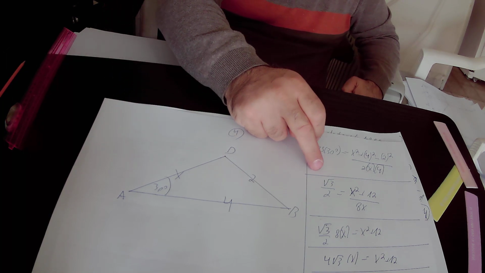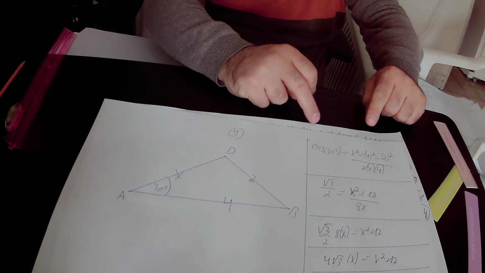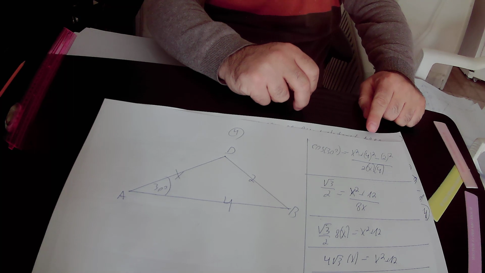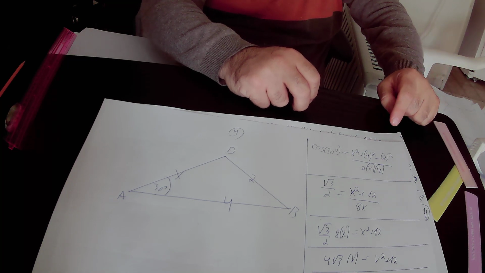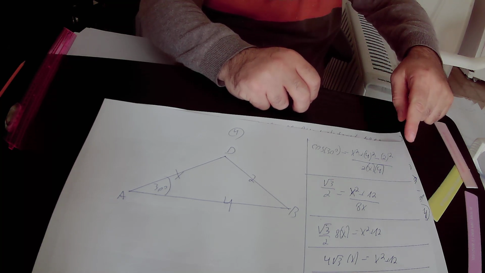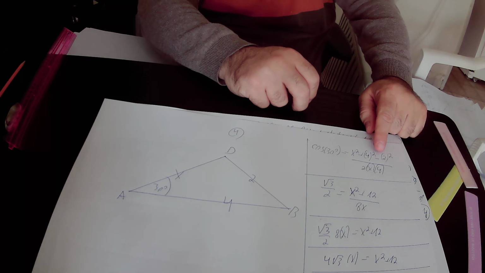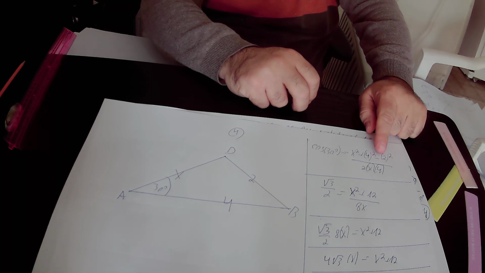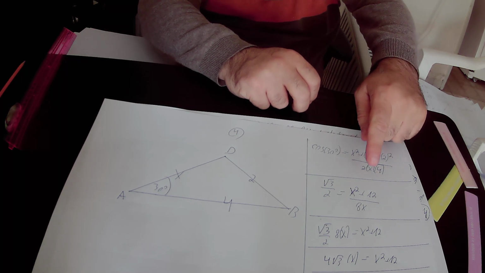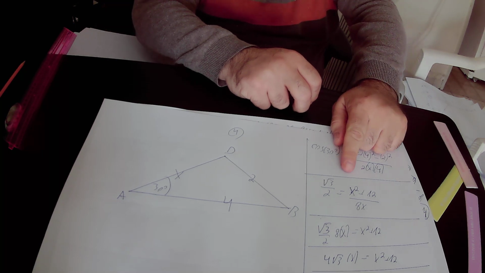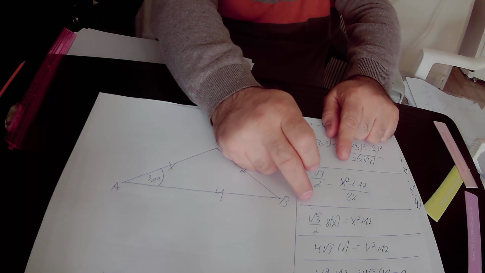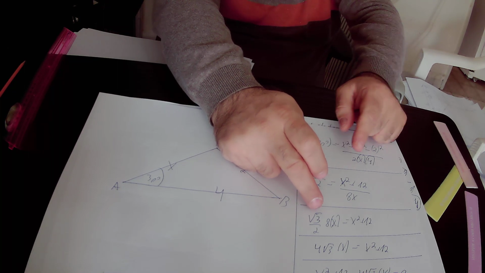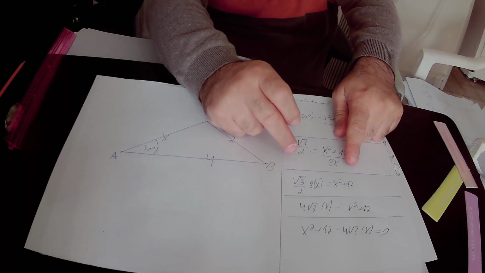Cosine 30 degrees is square root of 3 over 2. x squared plus 4 squared is 16, minus 2 squared is minus 4. 16 minus 4 is 12. So in the numerator we have x squared plus 12. In the denominator we have 2 times 4, which is 8, and 8 times x is 8x. We multiplied this equation by 8x. So we got that square root of 3 over 2 times 8x equals x squared plus 12.